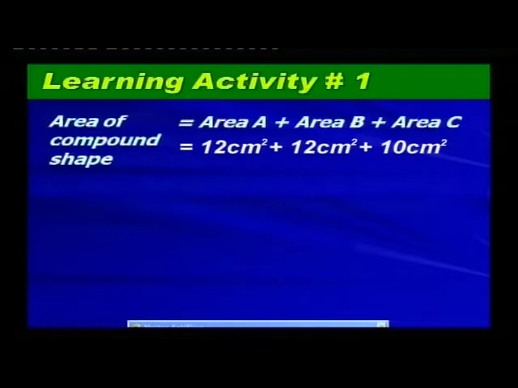Who has finished? I will repeat again the measurements of those three areas: 12 square centimeters for area A, 12 square centimeters for area B, and 10 square centimeters for C. What would be the total area of the compound shape when you add all those three shapes together? So that is the answer of the compound shape that you were asked to work out.